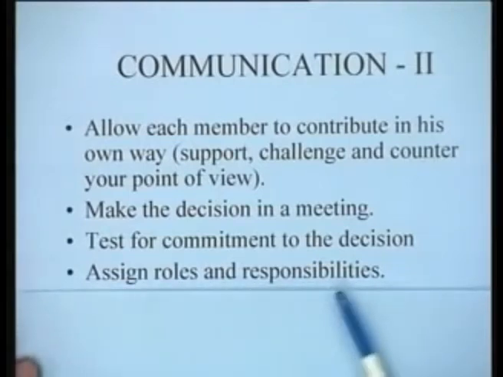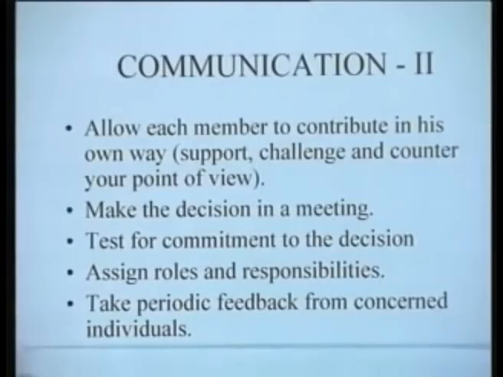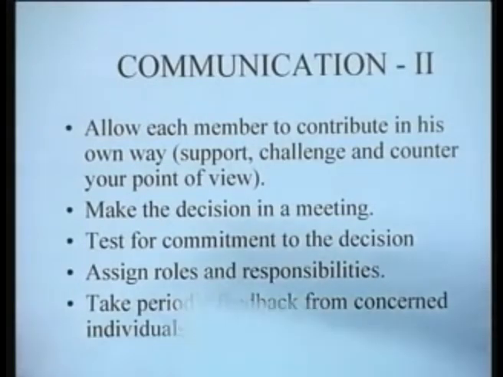Then you should assign roles and responsibilities, knowing that the decision has been made. Now, your job is to get the material, your job is to get this, your job is to get this. Whatever the job allocation is to be done, it should be done there, and take periodic feedback from concerned individuals. When you take periodic feedback, as we said, communication is a two-way process. You communicate what you want to get done, and then they will tell you any difficulties or problems that they have. Both are important in the chain.